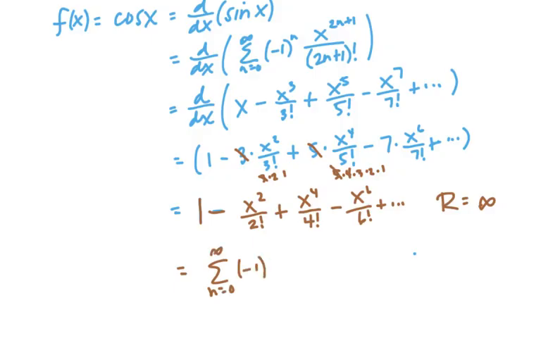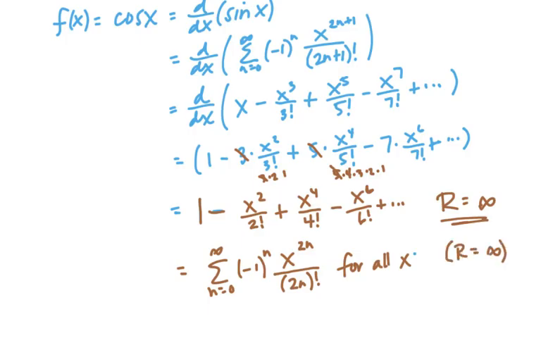It is alternating. The first term is positive, so let's try an n there. And then when n equals 1, it's negative, so that's true. When n equals 2, it's positive. And then we have x to the, we're moving up by 2 every time, so this would be 2n. And then in the denominator, we have 2n factorial. We know that r equals infinity because it's the same for an original function and its derivative. So we can say for all x. So we can pick any x that we want to, and the r is infinity. Hopefully that one makes sense to you.